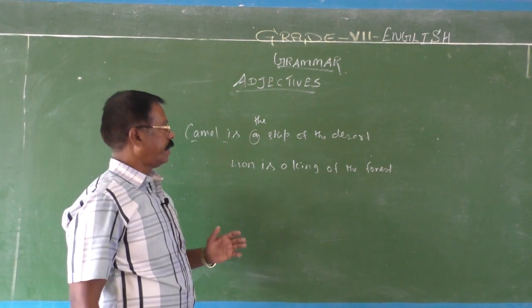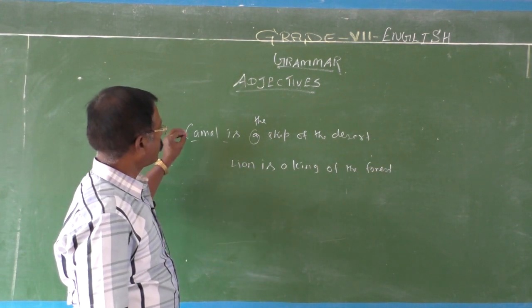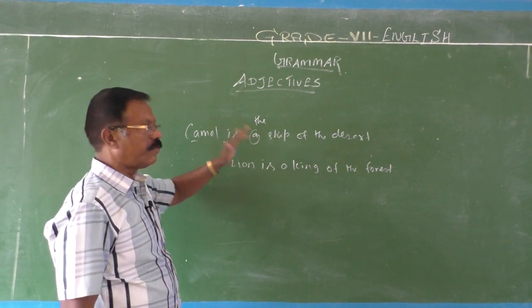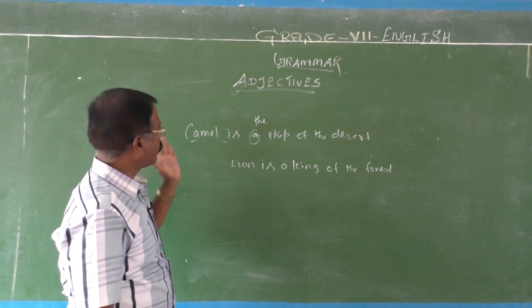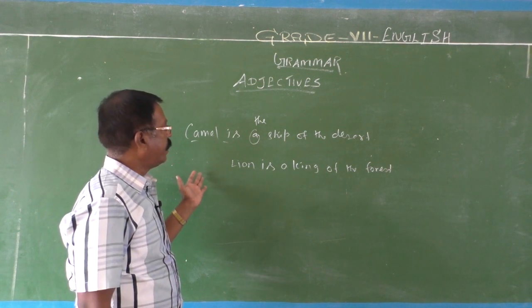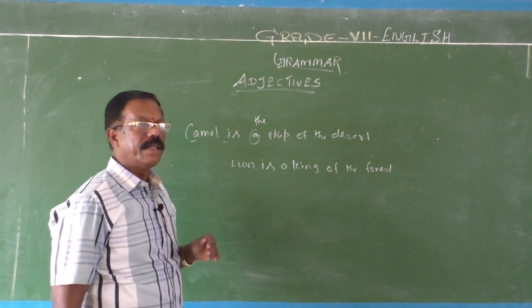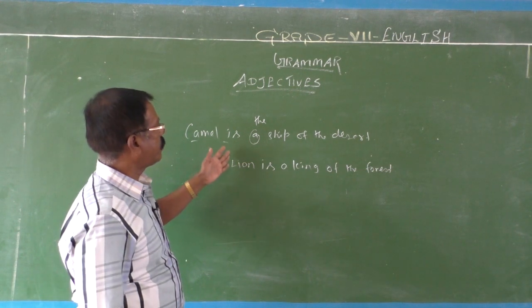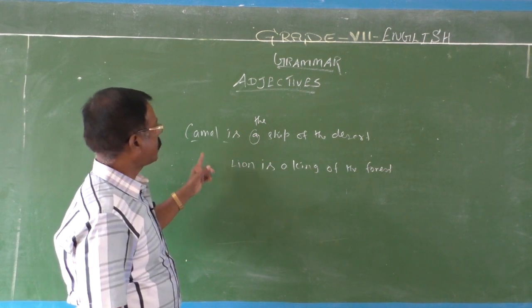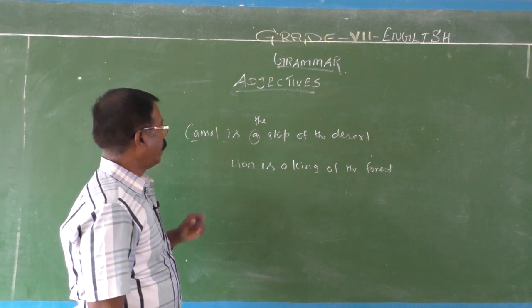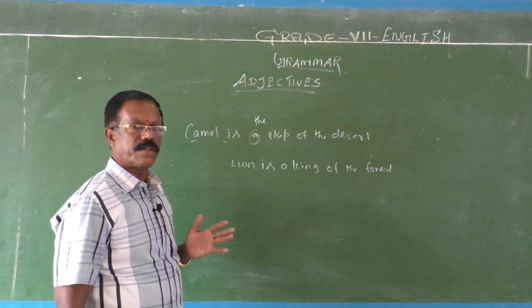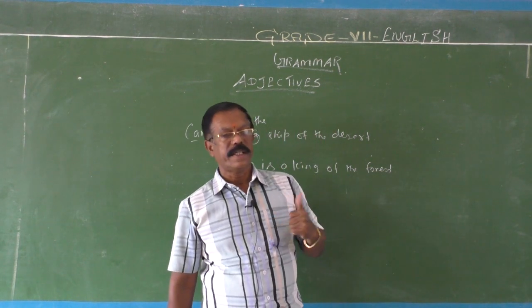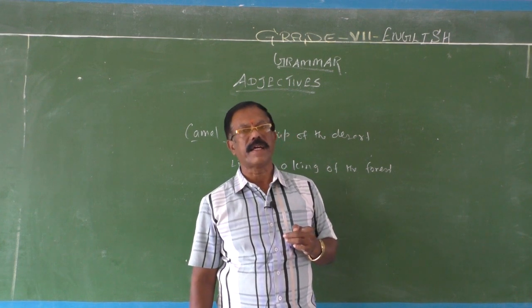So if you want to say something about the lion or the camel, then you need some describing words. These 2 sentences give you some idea about the camel. What kind of animal is the camel? It is a desert animal. It lives in the desert. It helps people to travel in the desert. Therefore, it is called the ship of the desert. And the lion is the king of the forest. Why do we call it that? Because it has leadership quality. It controls the entire forest. Therefore, it is called the king of the forest.